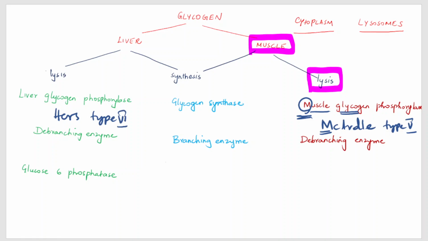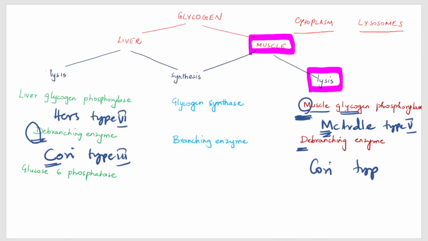Right. So type 5 is McArdle's, which is due to deficient muscle glycogen phosphorylase. Next is debranching enzyme. The same way as in liver, debranching enzyme deficiency can lead to Cori's disease, type 3. So these are the various glycogen storage disorders, right?